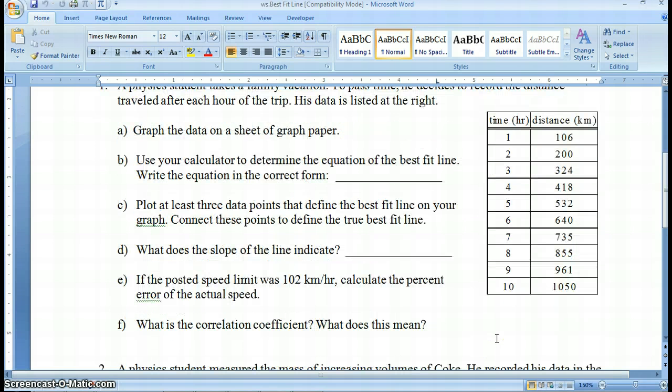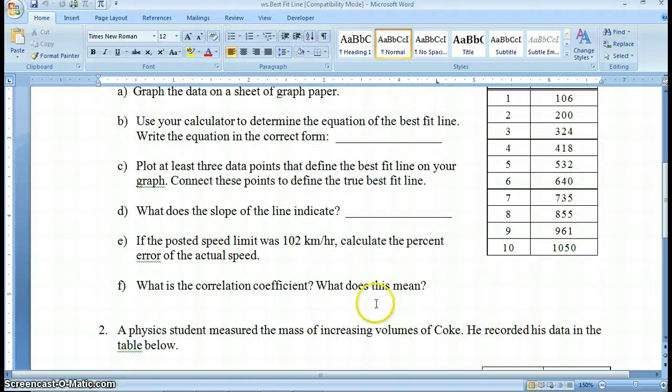So if the posted speed limit was 102 kilometers an hour, calculate the percent error of this actual speed. And so we'd want to compare those two numbers with a percent error calculation. And I'll make an Edu Creations video on that so you can see how to do percent error. But you're just subtracting the two and you're dividing by the actual. And again, the correlation coefficient is just a measure of precision, how well the data lines up with itself.